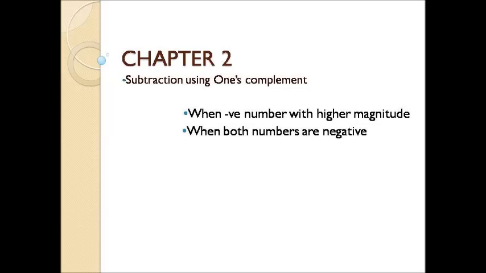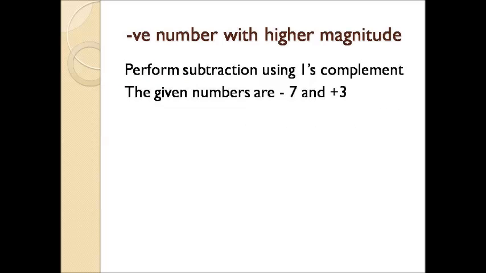So here we are going to see the two cases: when the negative number has a higher magnitude, and when both numbers are negative. Okay, here we can see what we have to do when we get a negative number with a higher magnitude. So let's see the example of -7 and +3.